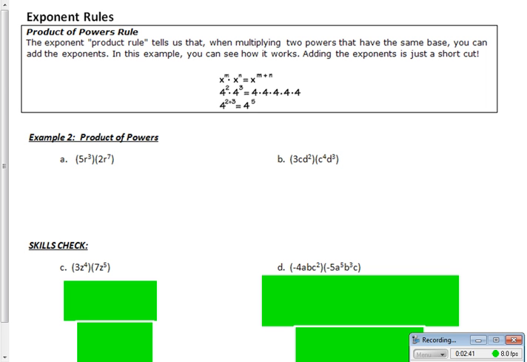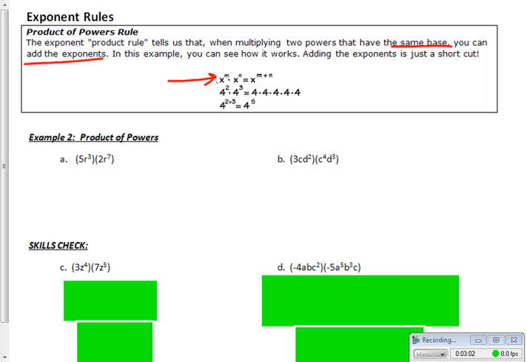The first rule that we're going to talk about, and this should be a little review from last year, however, the problems are a little more challenging, is the product of powers rule. Product of powers rule basically says to multiply powers with the same base, and you have to have the same base. When they have the same base, you add the exponents. And they give us an example here.